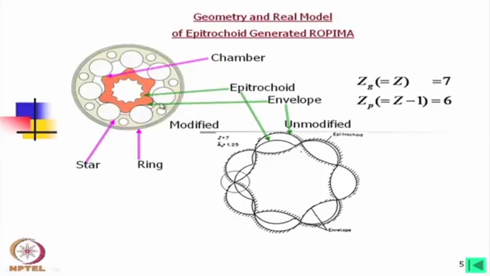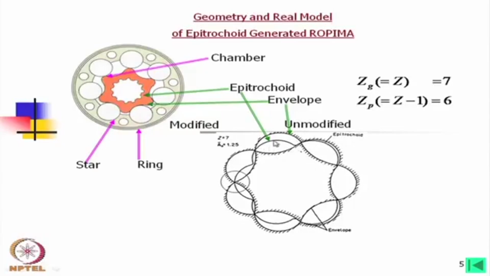However, this star, which is in epitrochoid, the ring will be envelope of this. Now, here what is shown, if this is the epitrochoid which is not modified, this we should consider as modified, and this one is not modified. Now, if the same motion is generated of this profile, then we will find that this will generate a profile either like this or like this.